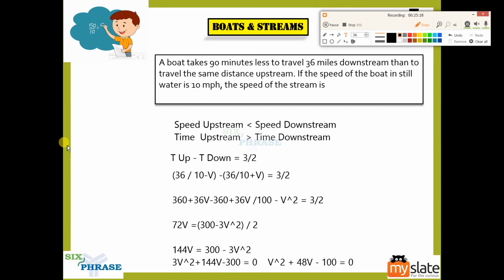Now what is the solution for this? It is 50 and minus 2, right? The roots are such that v's value is either minus 50 or plus 2. Because we cannot have a negative speed, the answer is 2 miles per hour, right?